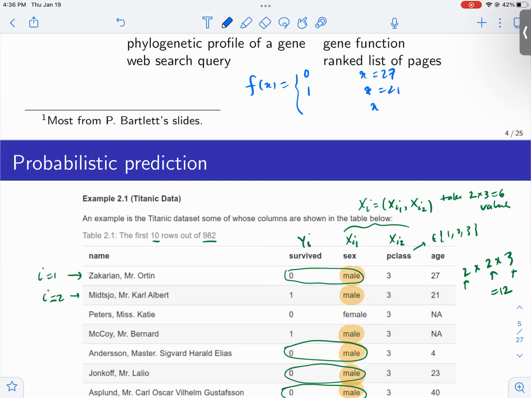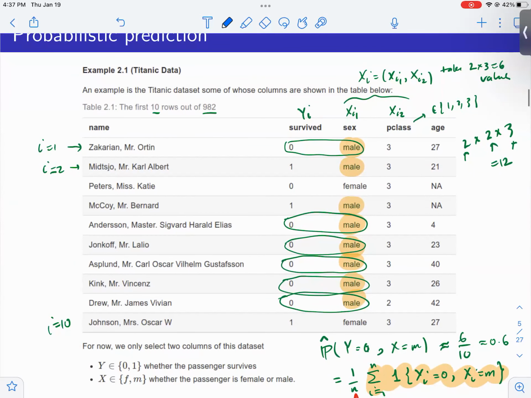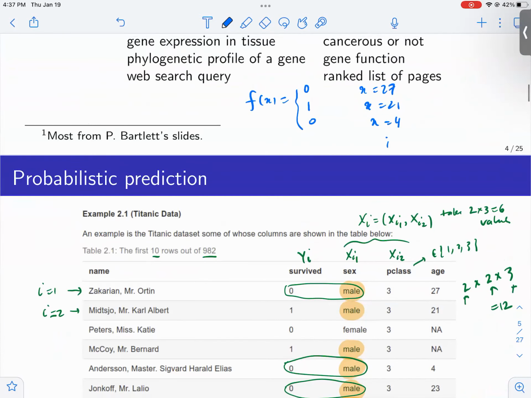If x is, forget about the NA. If it's 4, it would be 0. I'm going to count for every value in the data set and just record the decision as my decision rule. It's like a big table of hard-coded values. And as I mentioned, if the random variable is continuous, with probability 1, these are not going to be the same.